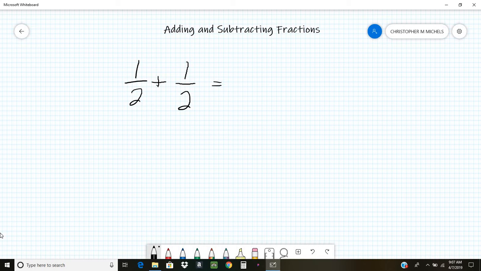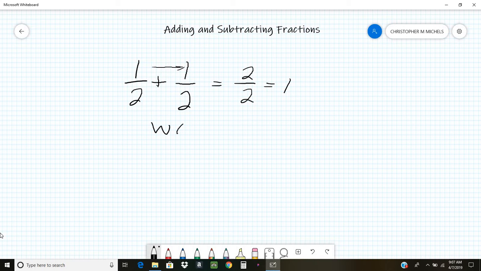Now, when you add or subtract fractions, remember, you only add or subtract the numerators. You do not add or subtract the denominators. Okay, so if we do this the correct way, 1 plus 1 is 2. Don't add the denominators, keep it the same. We get 2 over 2, which is the same thing as 1.